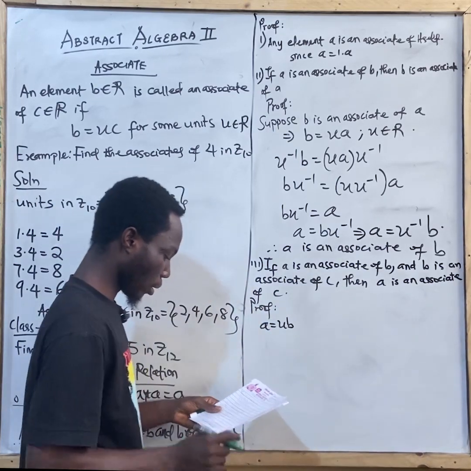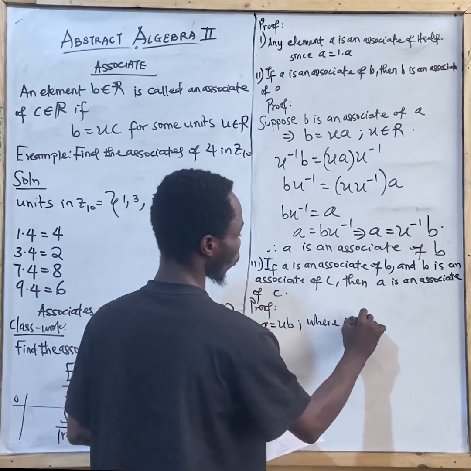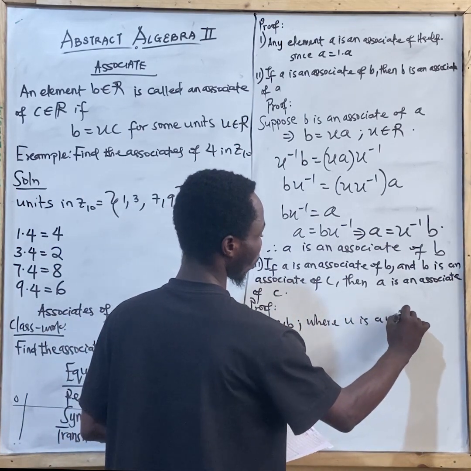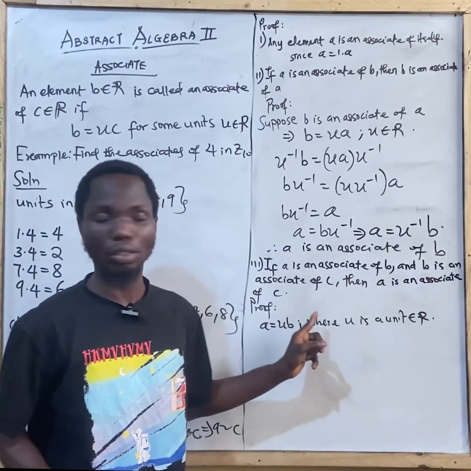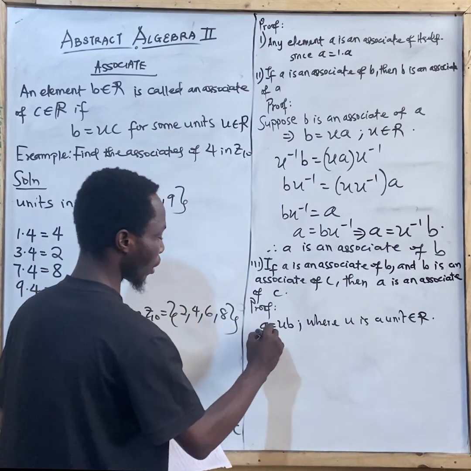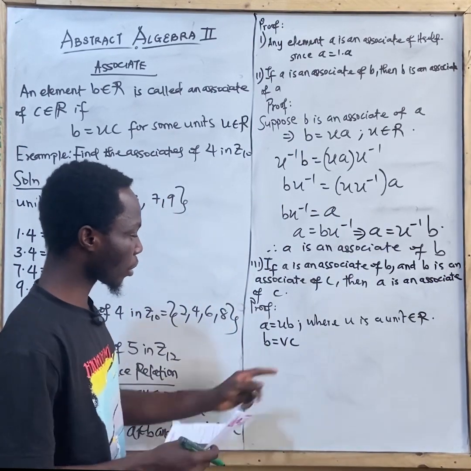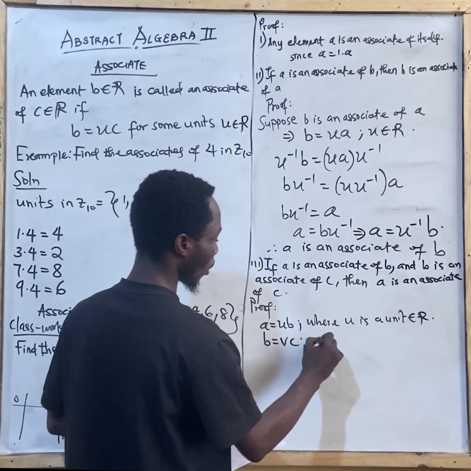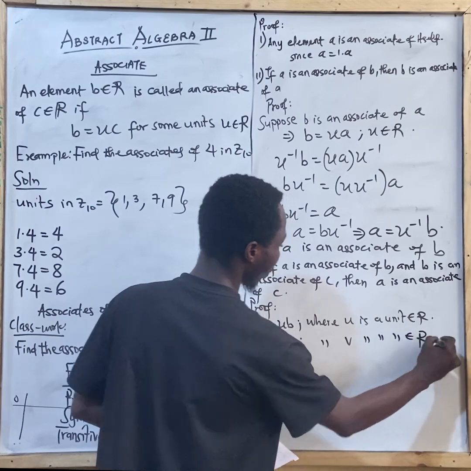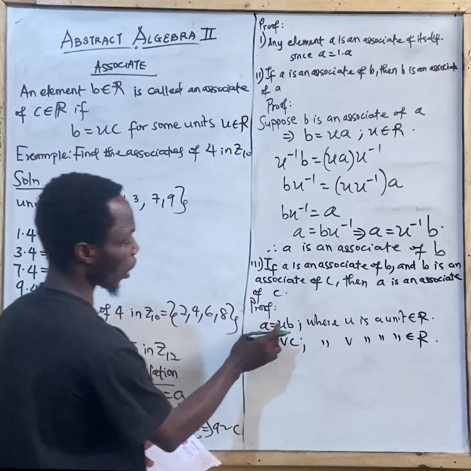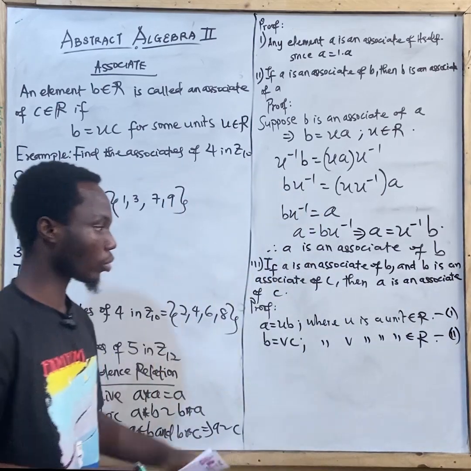A will be equal to UB, where U is a unit in R. And B is an associate of C. So if B is an associate of C, that will be B equals VC. I don't want to use the same unit, so I'm using something else, where V is a unit in R. So I have equation 1 here and equation 2 there.